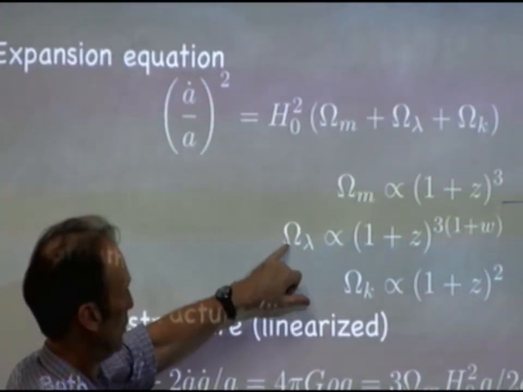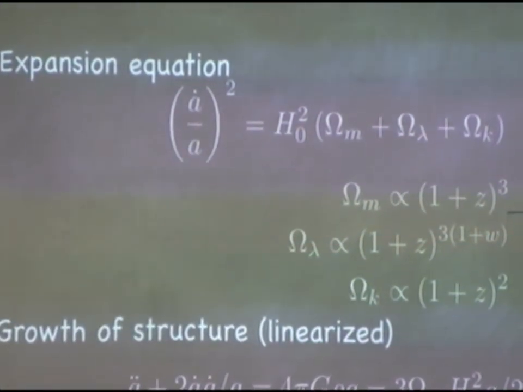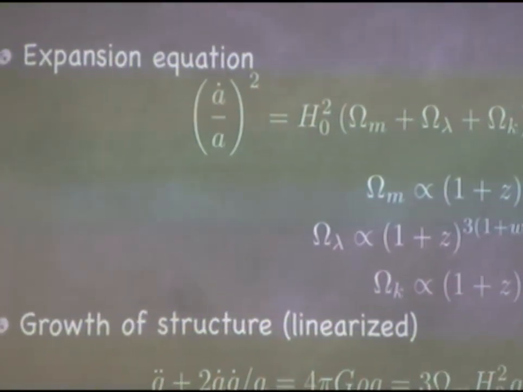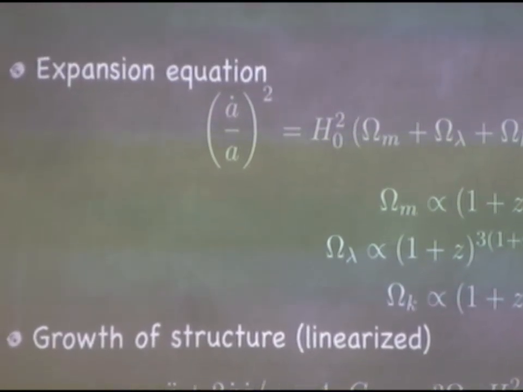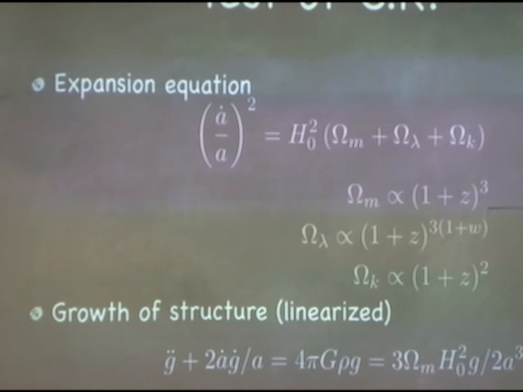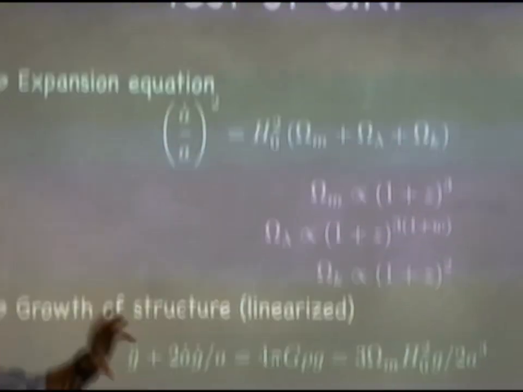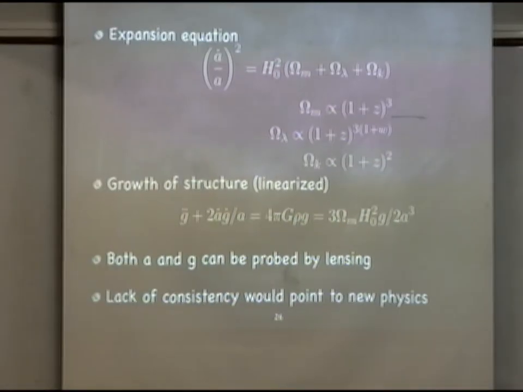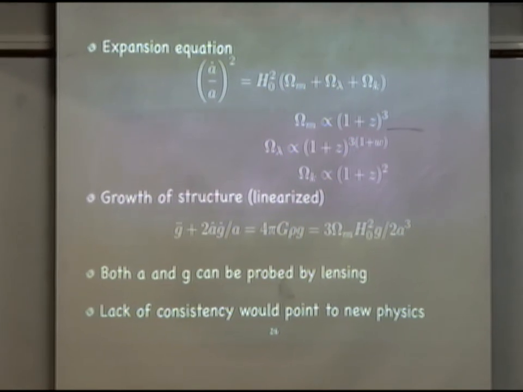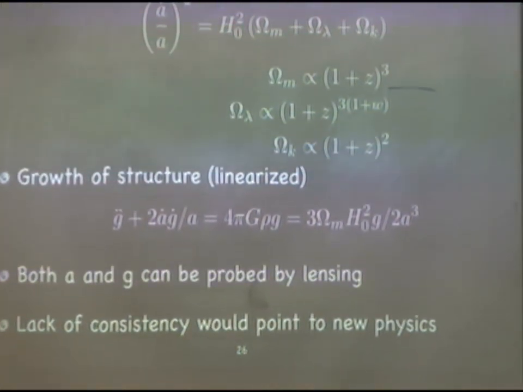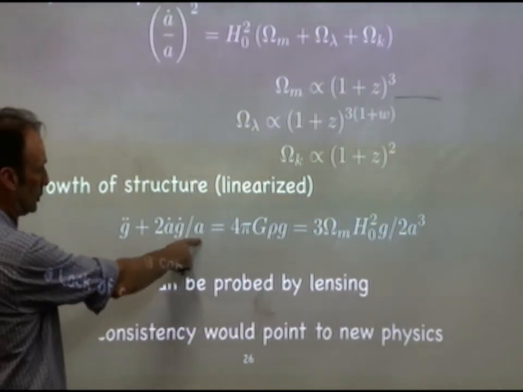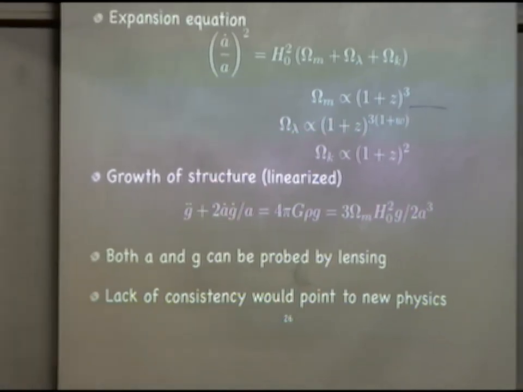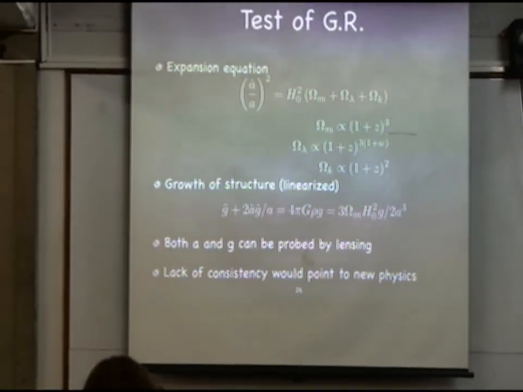The matter and the cosmological constant and the curvature all scale in different ways with redshift, and so this is a nice closed system with which you can predict, based on Einstein's equations, how the expansion of the universe should be. The growth of structure, when you're in the linear regime, when the amplitudes are small, can also be predicted very simply, just as a perturbation of this Friedmann-Robertson-Walker scenario, and you see that the amplitude of a fluctuation again is completely determined once you know the expansion parameter A. So if you know how the universe is expanding, you also know how the structure inside it has to grow.